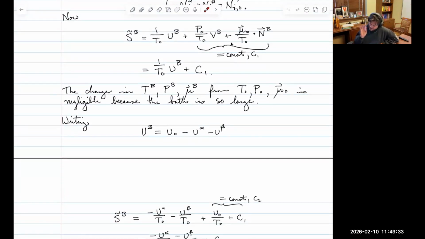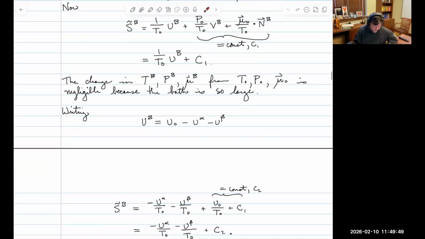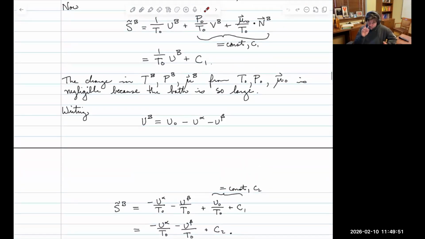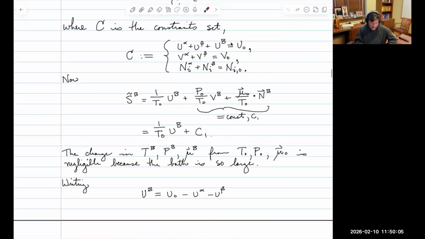Again, I want to hammer home the point. The new equilibrium values that we could obtain by going through our true process of equilibrium don't change much from what the original values were for the bath, T naught, P naught, and mu naught. Now, we're only going to consider changes in the energy because that will be important, how energy is exchanged with the subsystem.